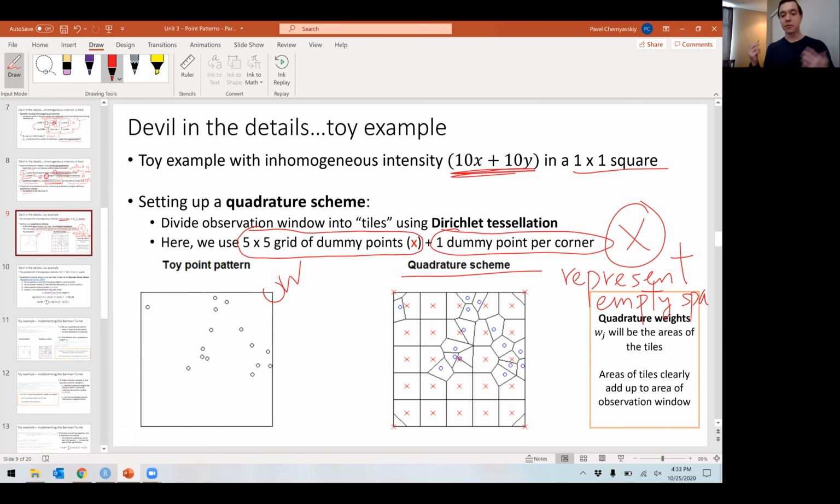These dummy points represent empty space where I haven't observed anything. And how we are computing these tiles is called, and this is a tough name, but I believe the person responsible for this particular way of computing tiles was a German person. And so this is Dirichlet or Dirichlet tessellation.